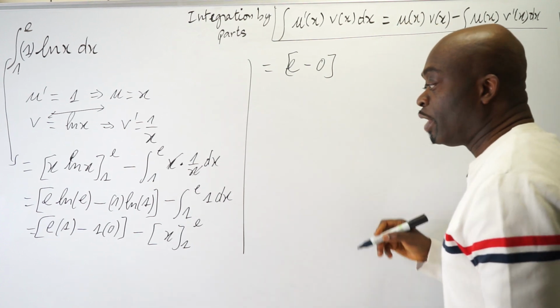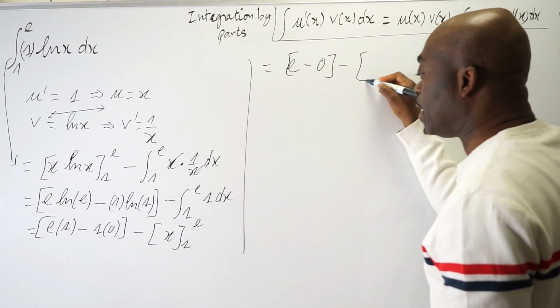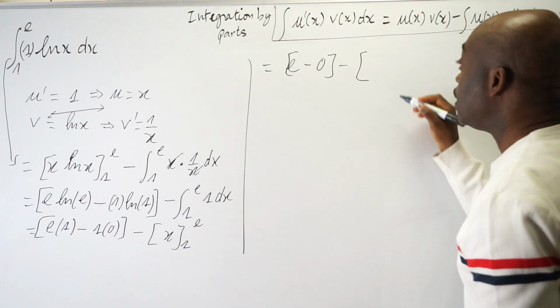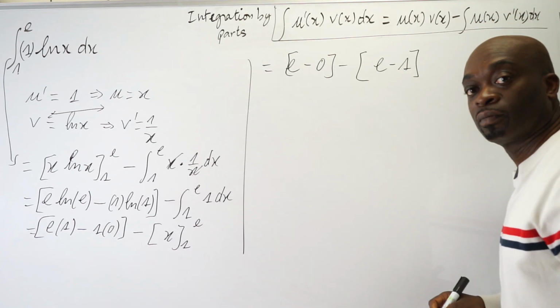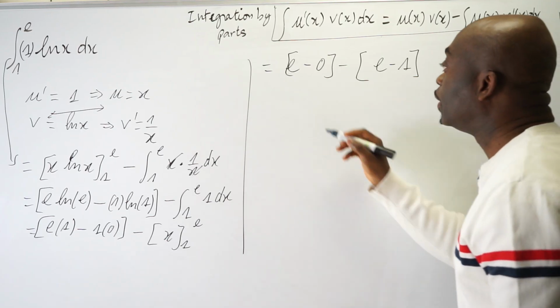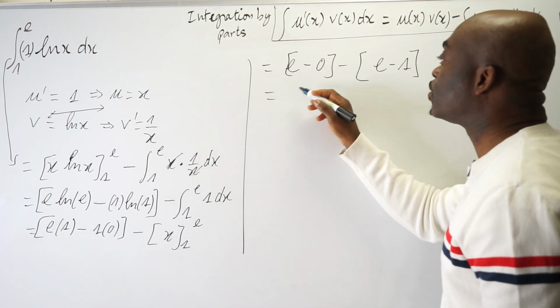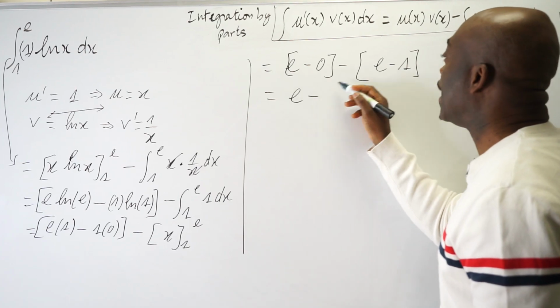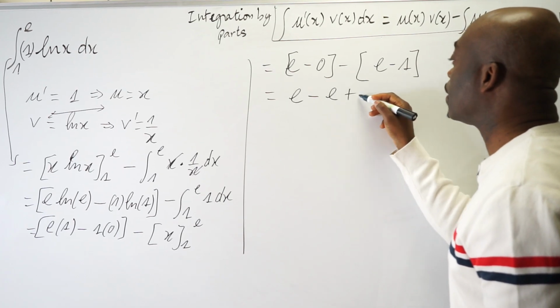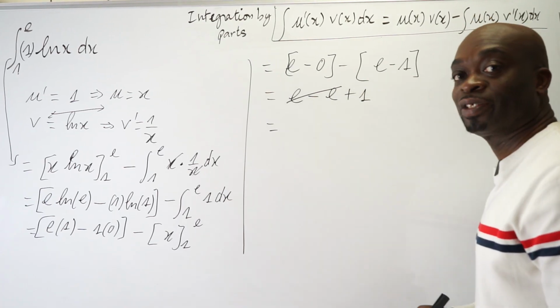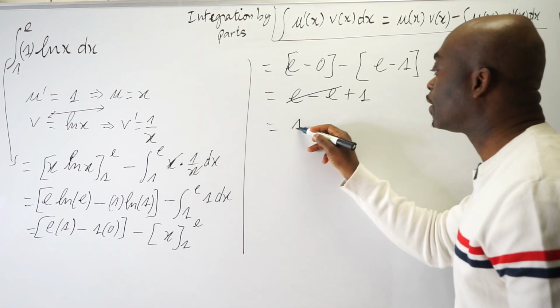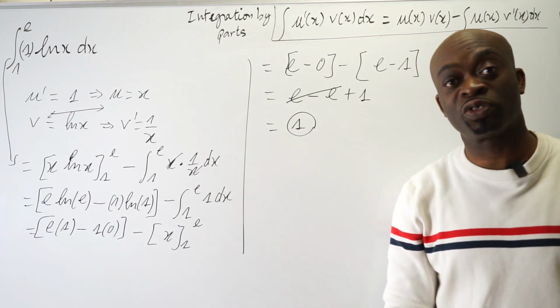And then we have minus what's happening here, which will be e minus 1. So e minus 0 is e, minus e plus 1. We good? Then e minus e is out, and 1 is left. Ladies and gentlemen, we have finished the problem here.